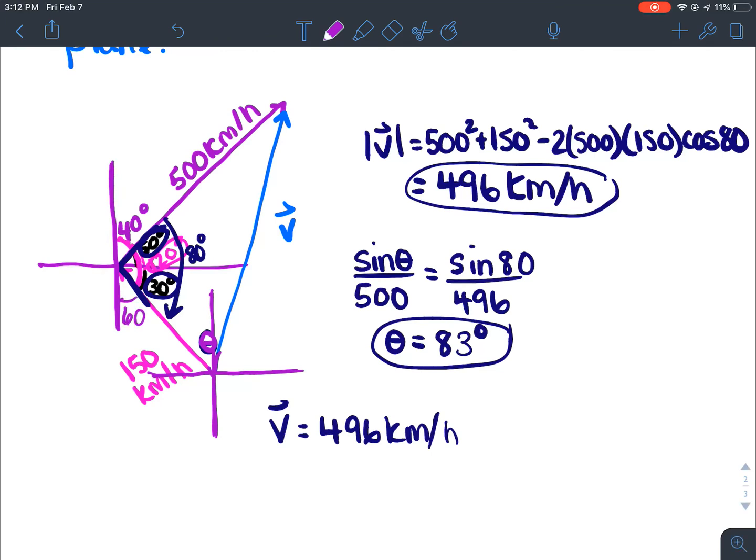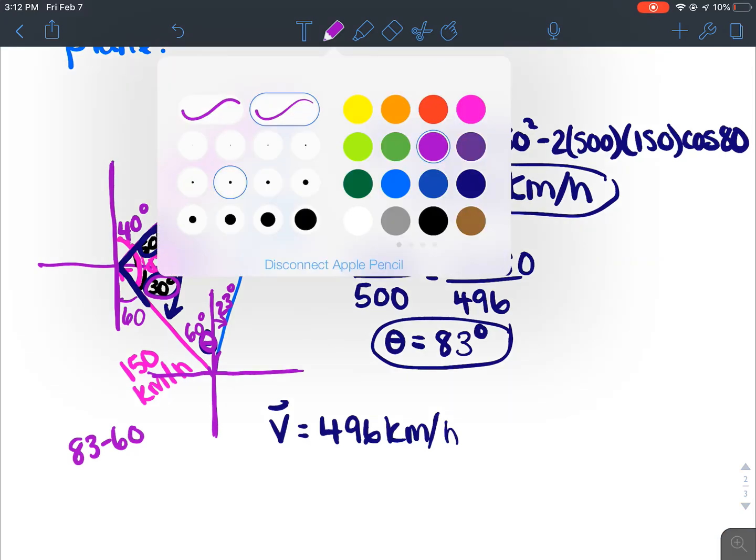That angle would be 60, right? Because this one's 30. So this angle would have to be 60, and then, oh, low battery. What would this guy be? Oh, well, we know the whole thing's 83, right? So all of theta is 83. So if we did 83 minus 60, we would get 23 degrees. Does that make sense? I think that totally worked. That was not as bad as I thought.